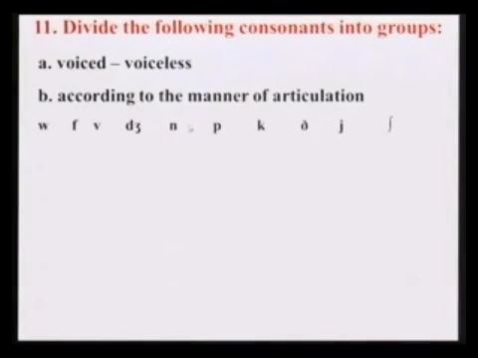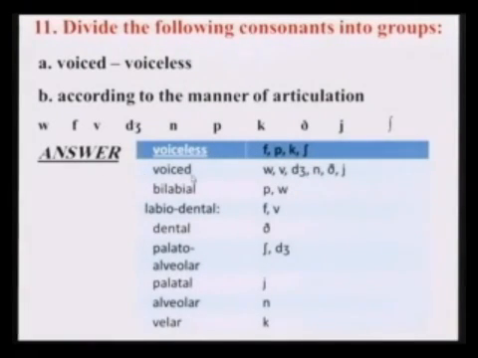Divide the following consonants into groups, voiced and voiceless, according to the manner of articulation. We take these and put the voiced on one side and the voiceless on the other, and then we do the division according to the manner of articulation. Where are the plosives, where are the nasals, where are the affricates, where are the fricatives, and so on. All of these are voiced. The rest are bilabial, labiodental. These are the voiceless, and these are the voiced. Bilabial, labiodental, dental, palatal alveolar, palatal, alveolar, and velar.